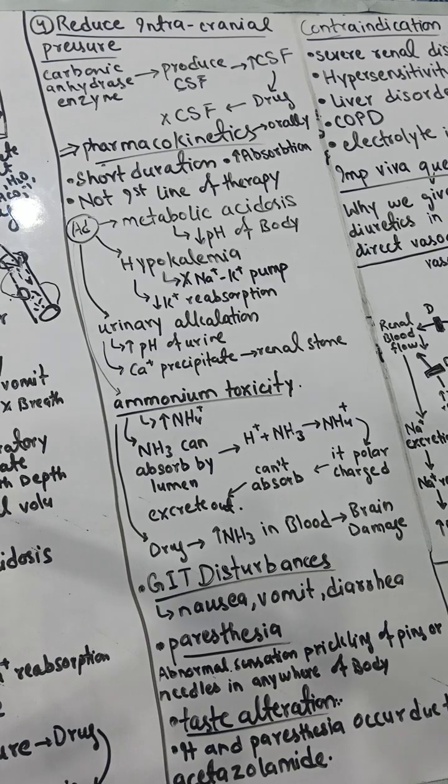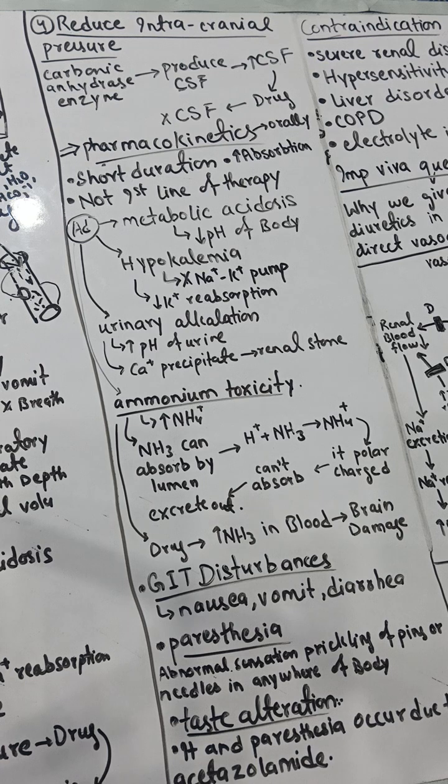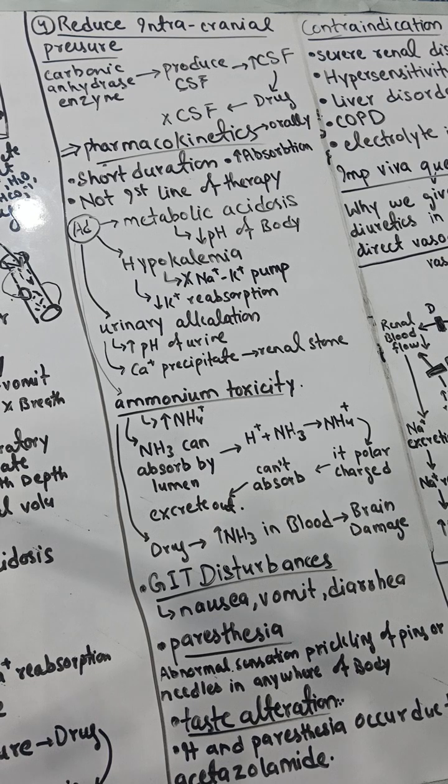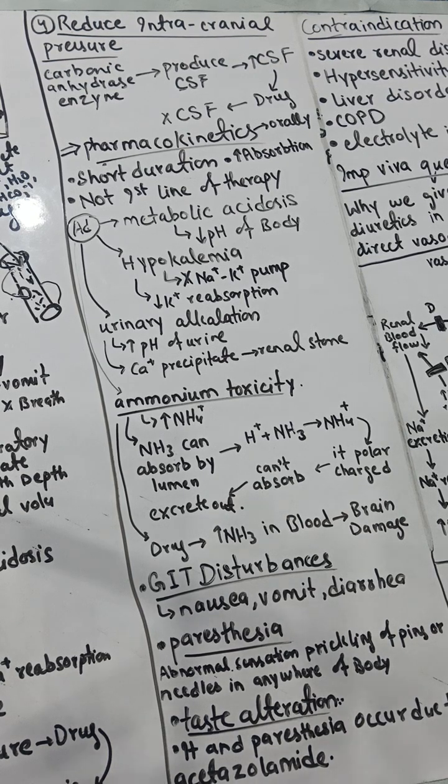So next we will also use that drug to reduce the intracranial pressure. Intra means inside, cranial means our cranium, our brain, okay, and pressure means the pressure inside our brain. So what do you think? What fluid can increase the pressure inside your brain? Yes, you are right. CSF, cerebrospinal fluid.